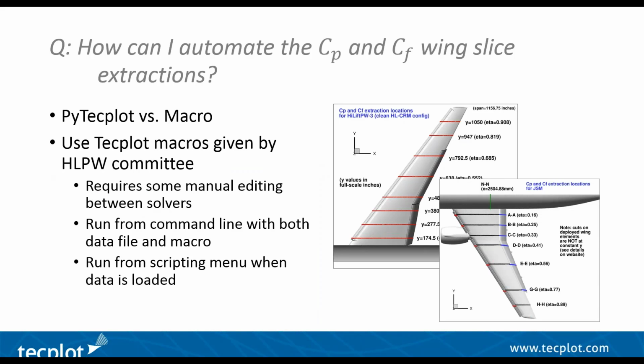How can I automate the CP and CF wing slice extractions? So Tecplot 360 has two different ways of automation as of 2017: one, we have PyTecplot, which is our newest scripting library, which uses the power of Python along with direct access into Tecplot 360. And then there's the traditional Tecplot macros, which have been part of the product since the beginning. You should be fairly familiar with that.